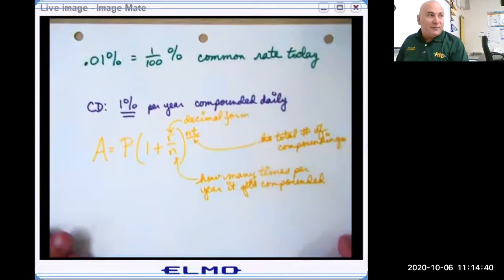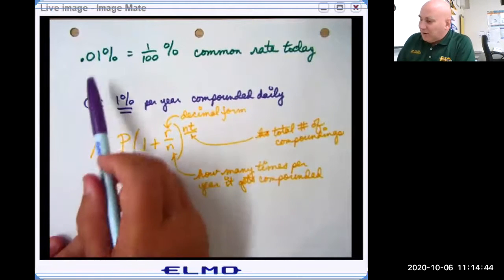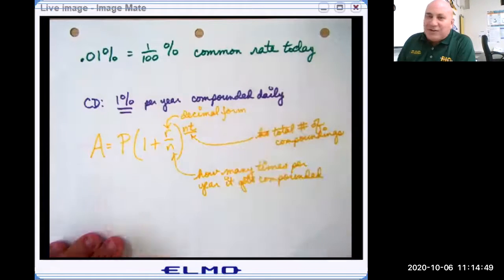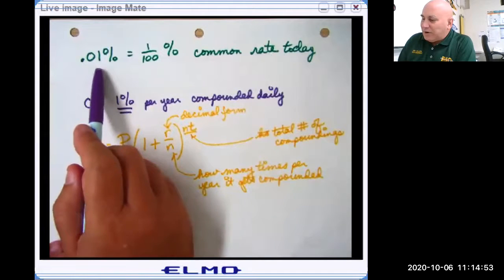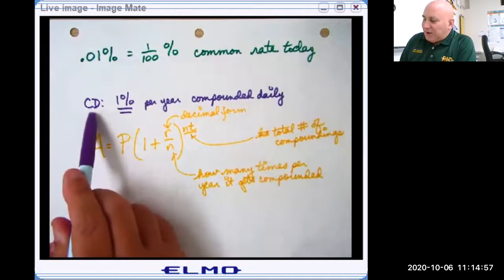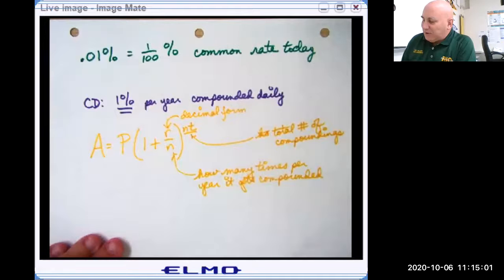So what's a common place where we use exponential functions? Compound interest in the bank. A common rate that you'll get today on a savings account or a checking account is 1/100th of 1%. If you get a certificate of deposit, maybe you can find one that'll pay 1% per year.